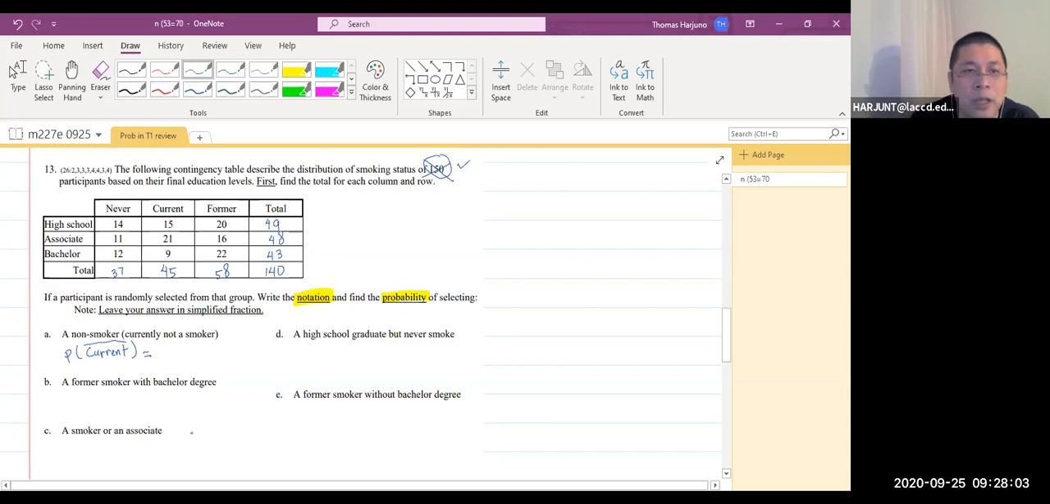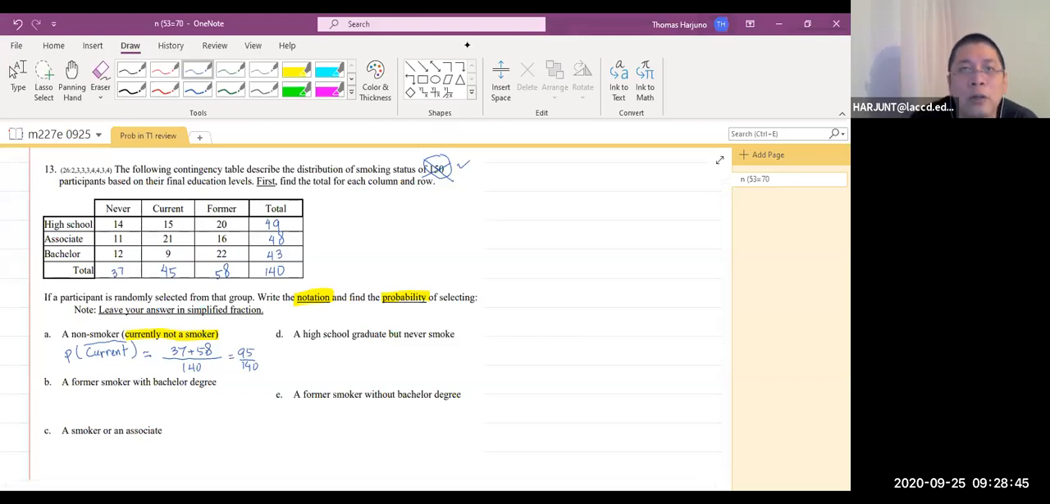Then, in this question, we will write the notation and find the probability of selecting part A, a non-smoker. Here I specifically say non-smoker means currently not a smoker. If they were formerly a smoker, you don't count it. Now, how many people are not currently smoking? That's 37 plus 58, right? Over 140. That is 95 over 140.